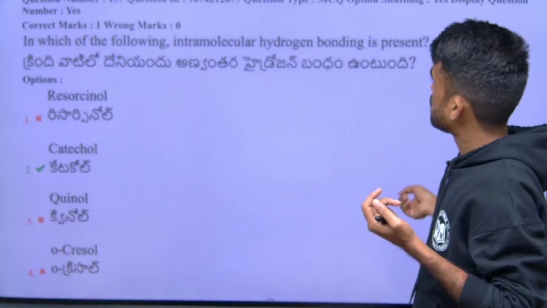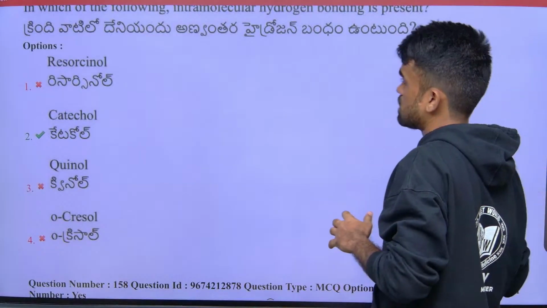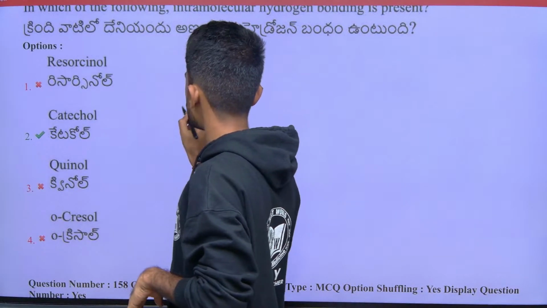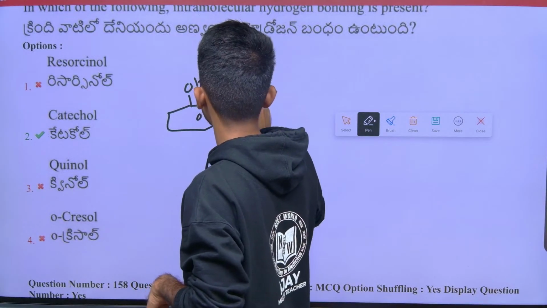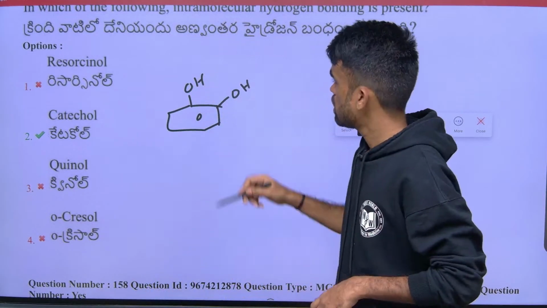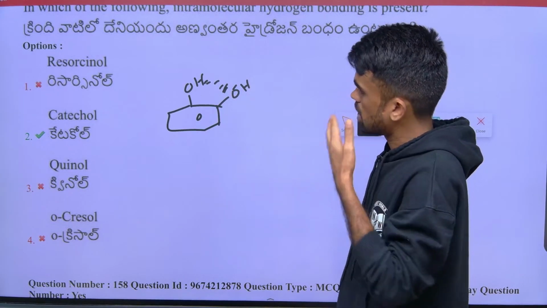Which of the following intramolecular hydrogen bonding is present? Very easy question. So catechol, if you draw the structure, it will be having OH, 1,2-diol, it is like this. Okay, so between this oxygen and this hydrogen we will be having intramolecular hydrogen bond.